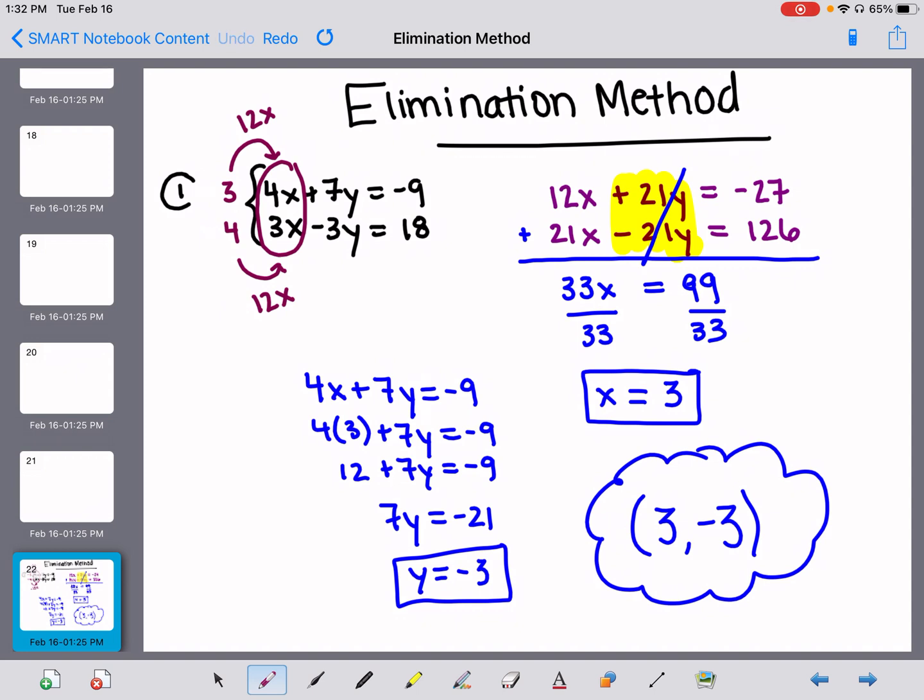So when you have this situation, you need to pick one of the numbers to be negative. It doesn't matter which one. So maybe I'll just put the negative on the 3, which will make this a -12x, and then you can proceed with the question as normal.